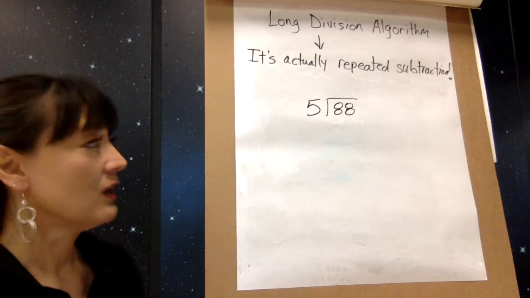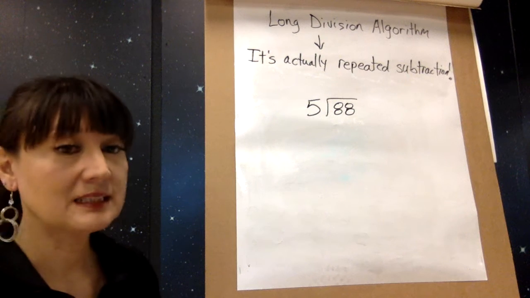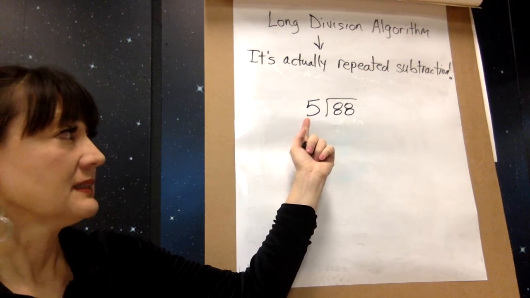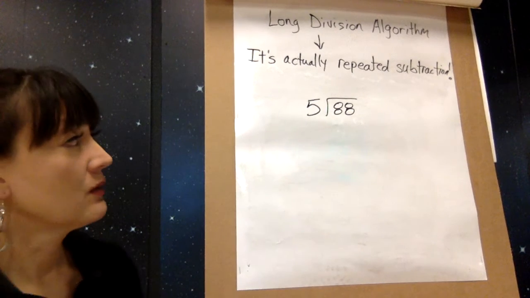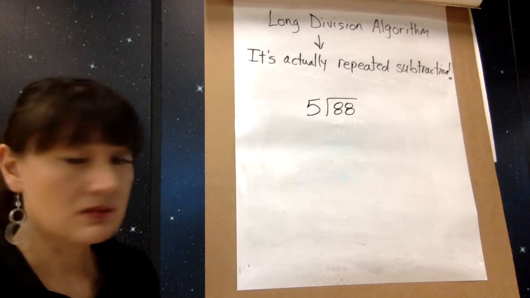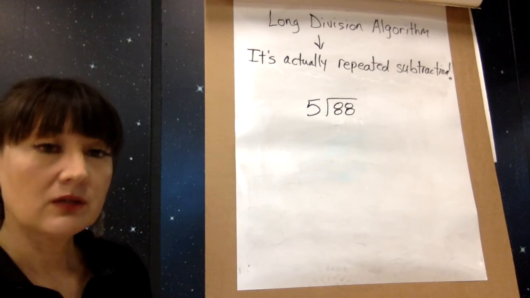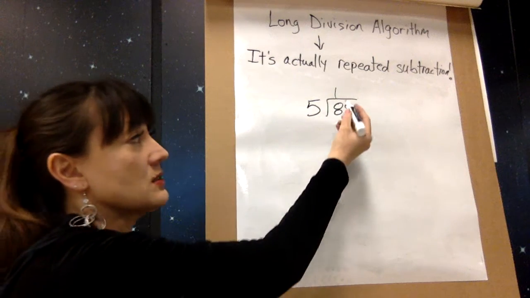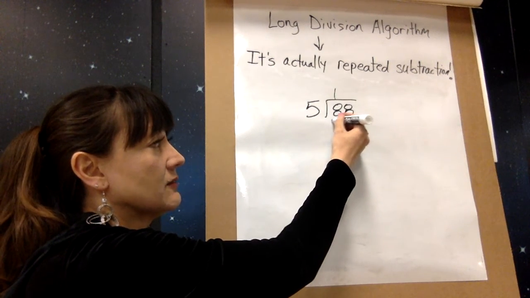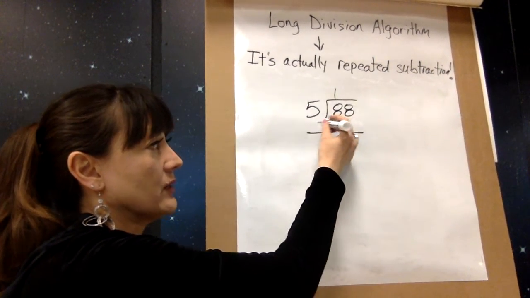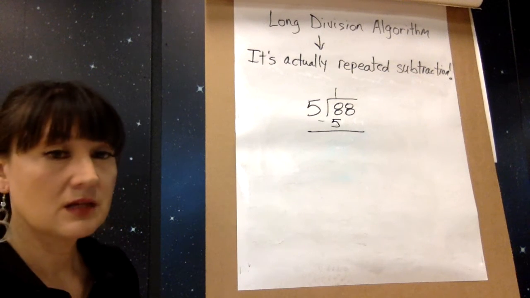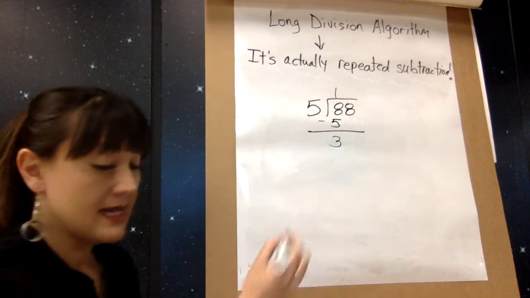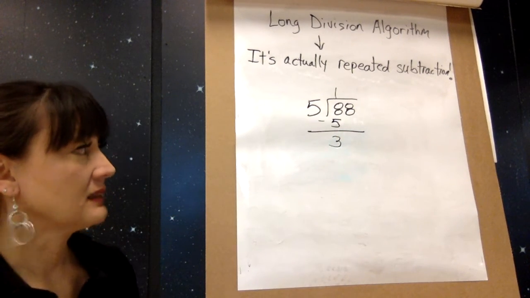I have it written up here, and let's check it out. So first of all, I'm always going to ask myself, looking at the divisor, how many times does 5 fit into 8? Well, I know 5 times 2 is 10, so that's too big. So I'm going to go ahead and put a 1 over the quotient bar. And so 1 times 5 is 5, and I'm going to do my traditional subtraction algorithm. So 8 minus 5 is 3, and I'm going to bring down that 8.